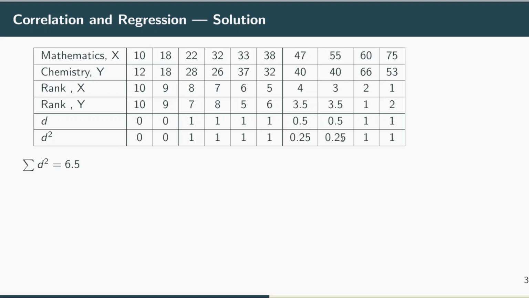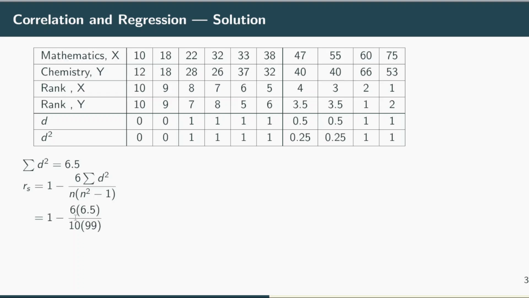So I need to add all these values here, and if I use my calculator and I add them, I'll be having 6.5, because I have 1, 2, 3, 4, 5, 6, and 0.25 plus 0.25 gives me 0.5. So summing everything, I have 6.5. Now I'm going to use the formula for the Spearman's coefficient of rank correlation, which is RS equals 1 minus 6 multiplied by the sum of the square of the difference divided by n into n squared minus 1. I'll just plug in the values and then evaluate.